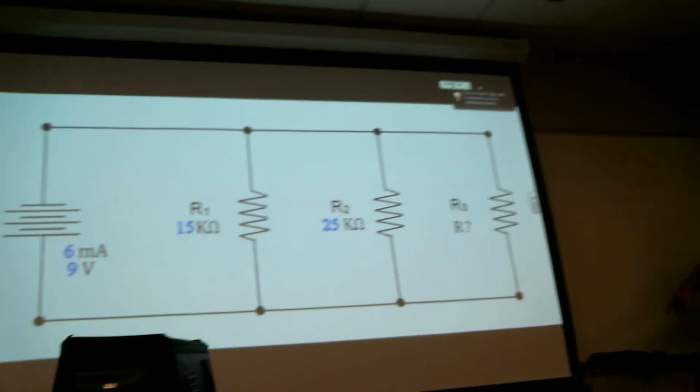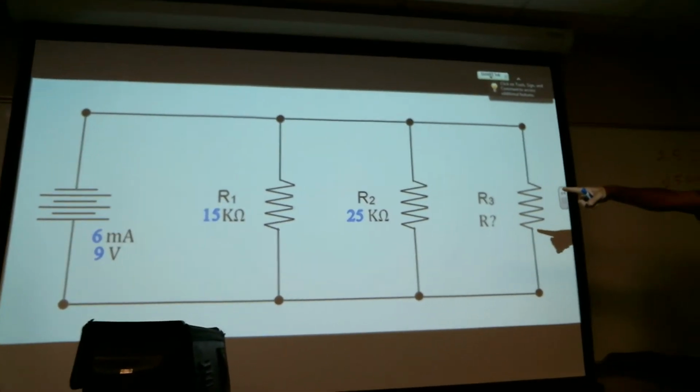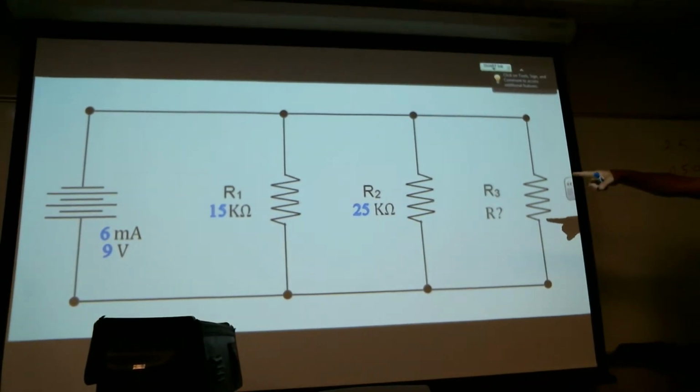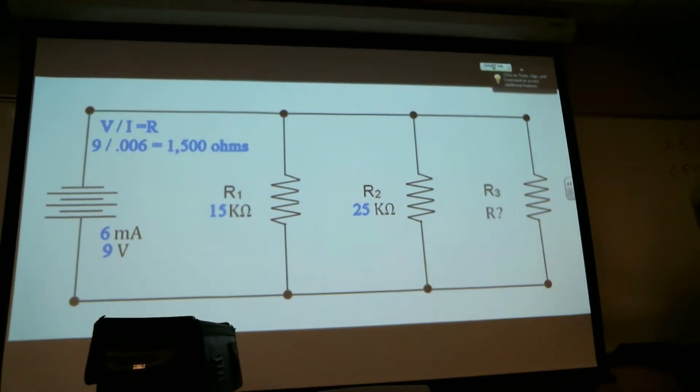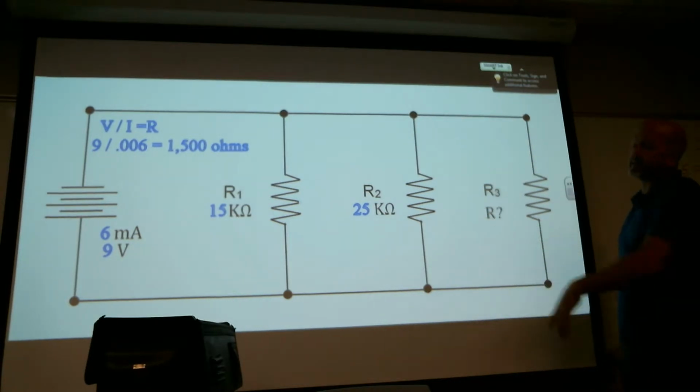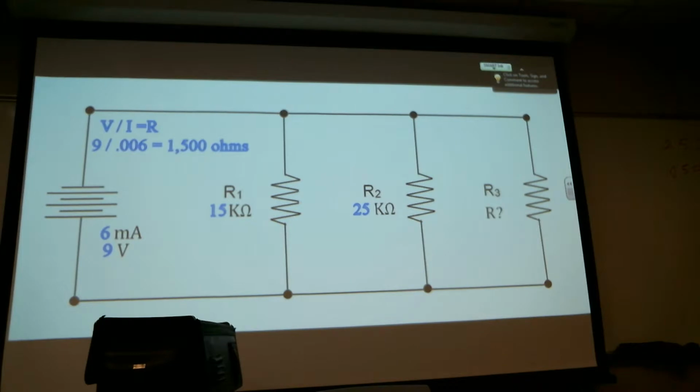Here's my example. In blue I've highlighted 15,000 ohm, 25,000. They got 6 milliamps and 9 volts. So volts divided by current gives you resistance. Volts divided by resistance gives you current. Yes, so you get volts divided by current.